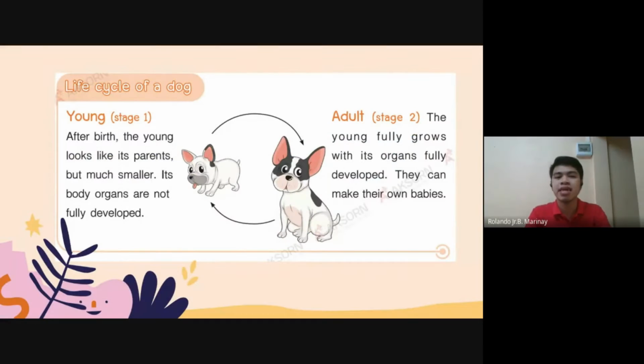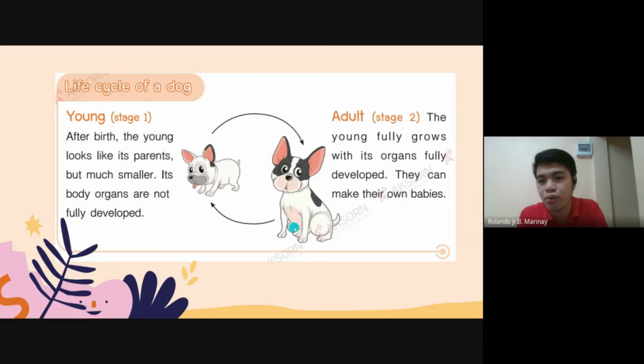Okay, this is the life cycle of a dog. This is a young, we call it a young. Remember, young. After birth, the young looks like its parents. Look, they look the same, right? But the young is much smaller and younger. Its body organs are not fully developed. It's not fully the same as the adult. Okay, this is the adult. They look similar but not fully the same.